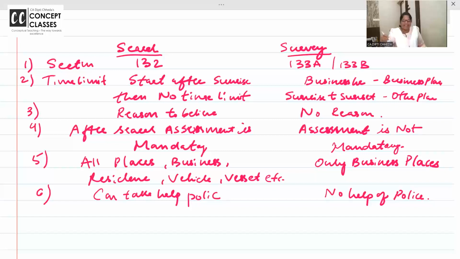Ma'am, will they ask like this? No, no. This is like when this kind of picture is clear to you, you will attempt the questions better. What I'm taking now, I don't think they'll ask you distinguish between search and survey. Finish writing, all of you?